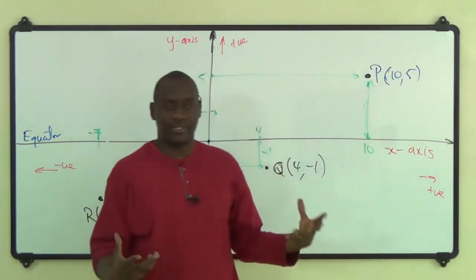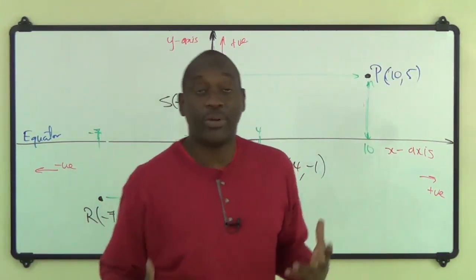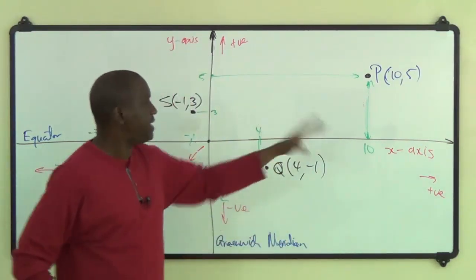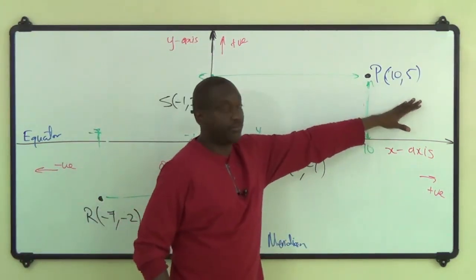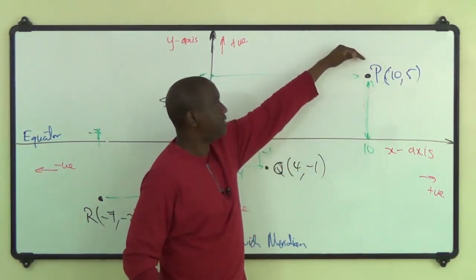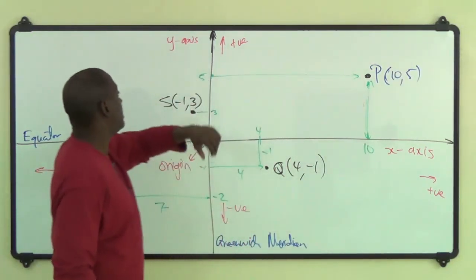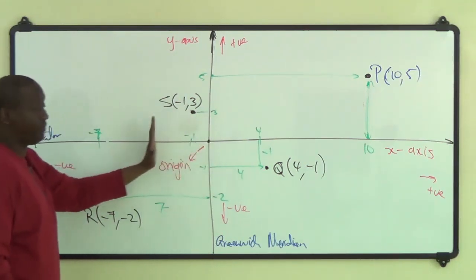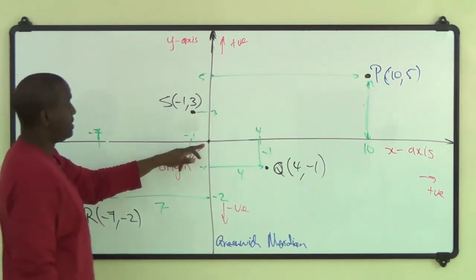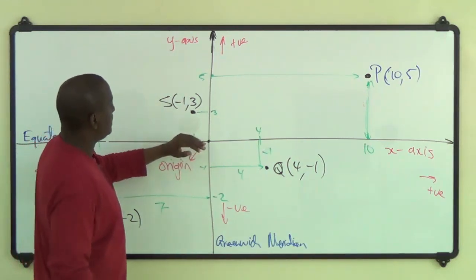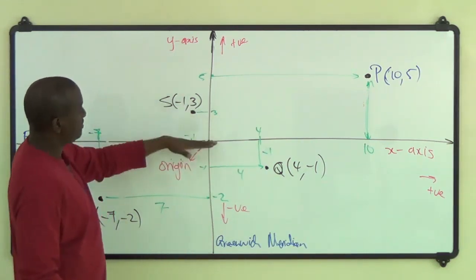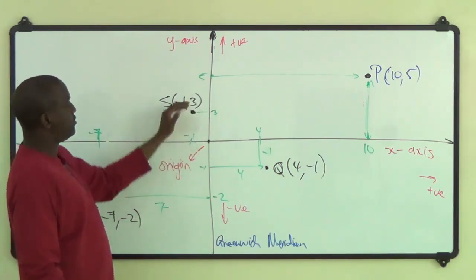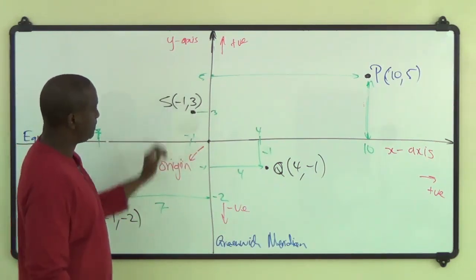That is the convention. That is how you write points in coordinate geometry. So P is (10, 5), both coordinates are positive. That is what happens in the first quadrant. In the second quadrant, the x coordinate is negative because you now move into the left of the origin, and the y coordinate is positive because it's still going up. So this would be the point S, (-1, 3).